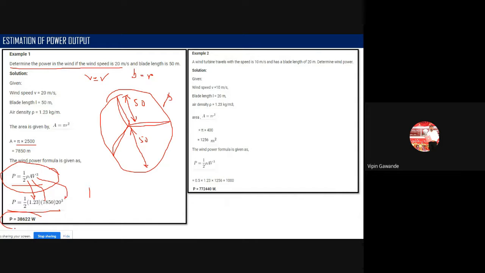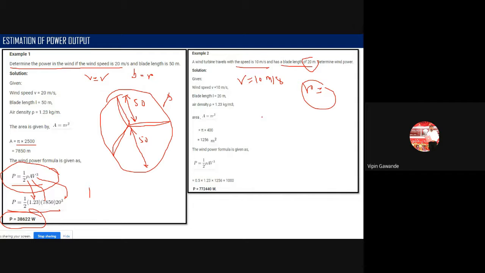So we'll get the answer in watt. Okay, so a similar type of example is given here. The speed is given as 10 meter per second. Okay, so velocity is given. Again, here the blade length is given, so that becomes our r. When blade length is given, that is our radius.